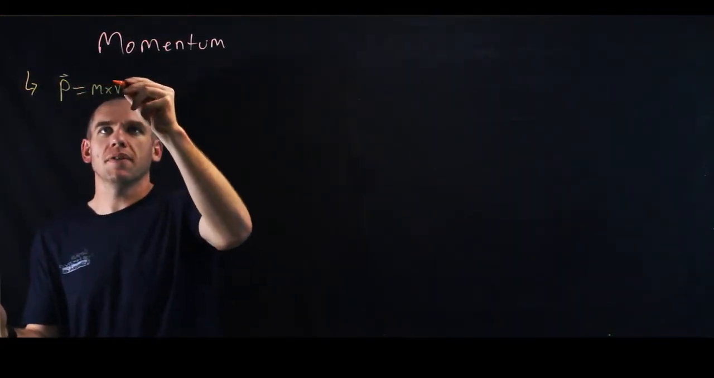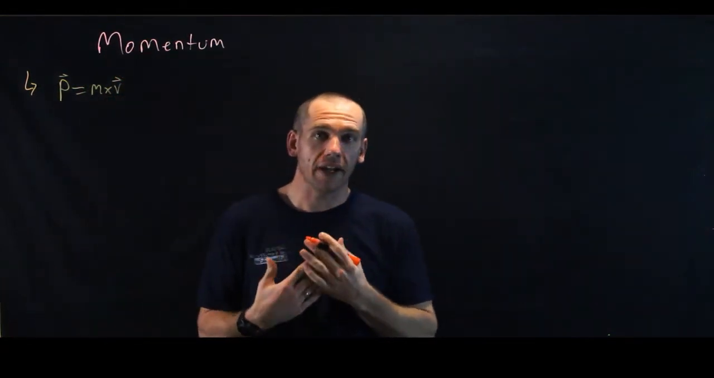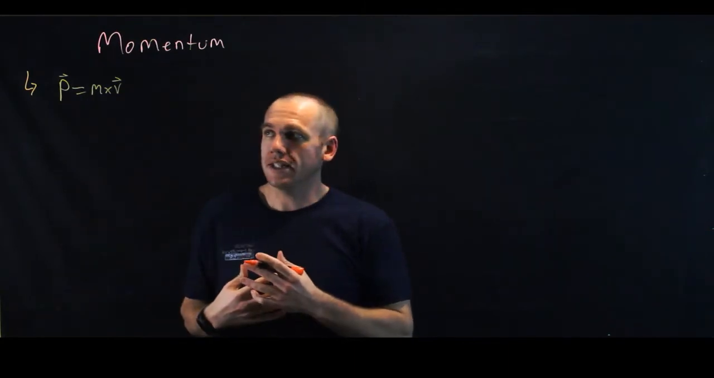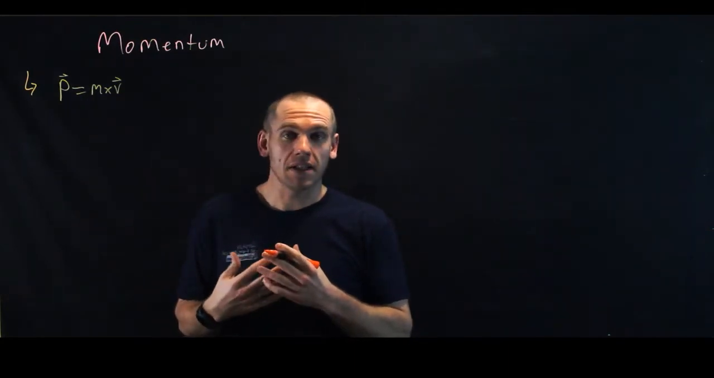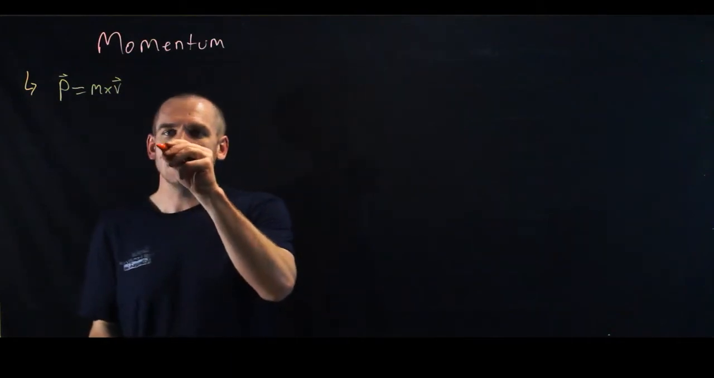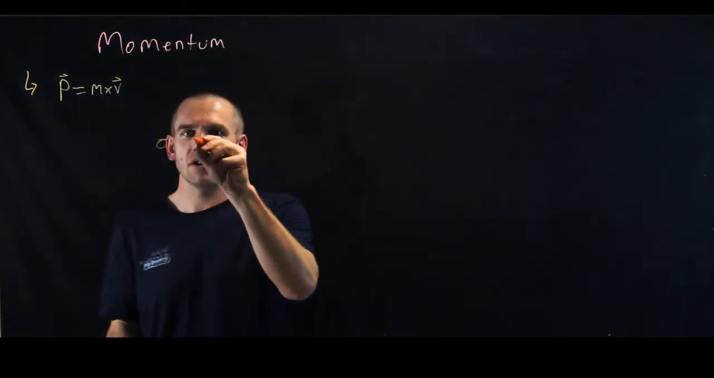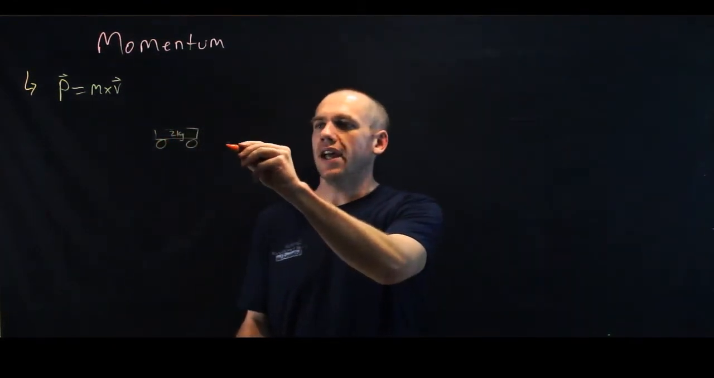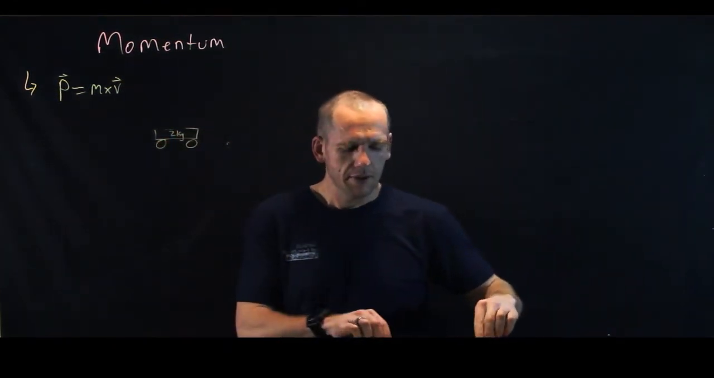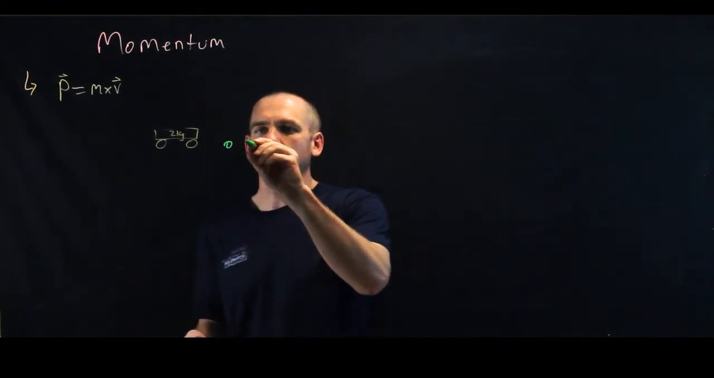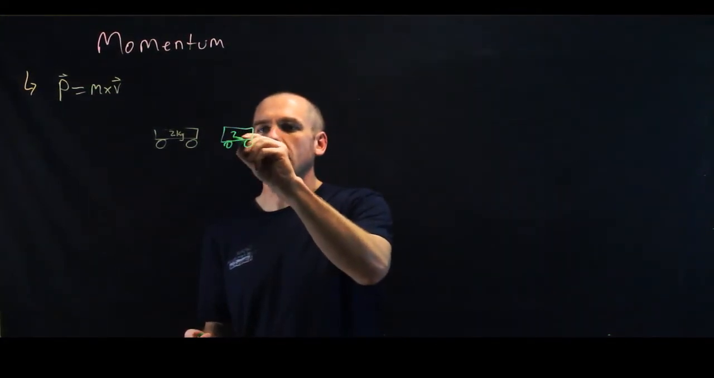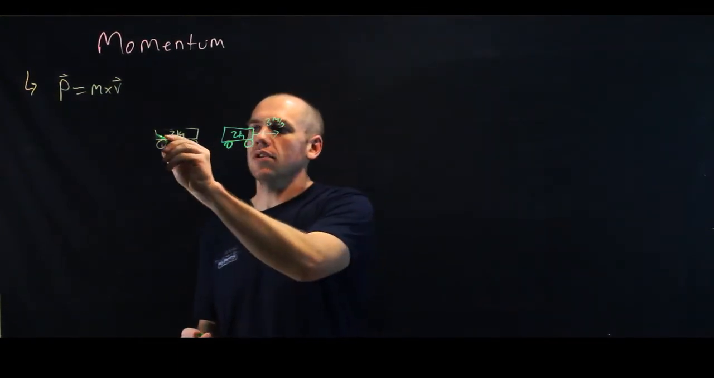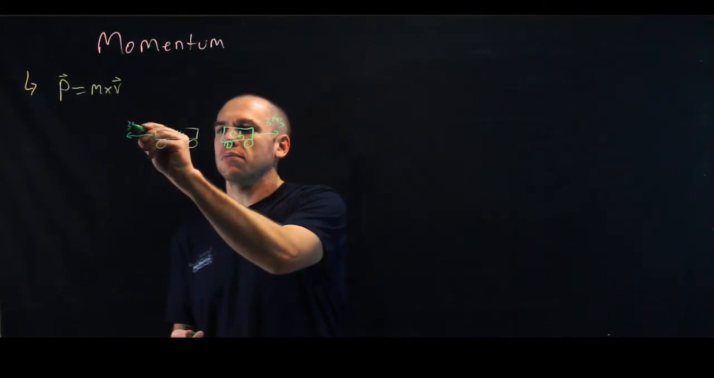Now, I'm going to put little arrows above the p and the v to remind us that those are vectors and direction matters. So, momentum, which is sometimes called the quantity of motion, is a vector. It depends on which way it's going. So, if we had, say, two carts that are equal in mass, both say 2 kilogram carts, and let's say this one's going this way 3 meters per second, and this one's going this way 3 meters per second.